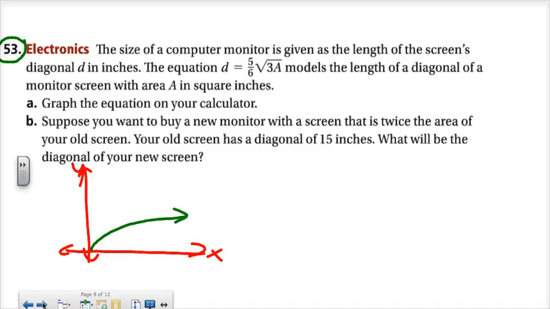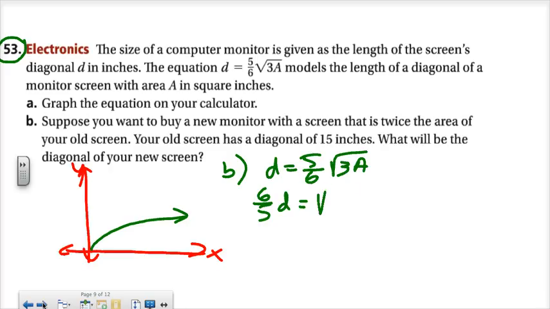And B says, suppose you want to buy a new monitor with a screen that's twice the area of your old screen, and your old screen has a diagonal of 15 inches. What will be the diagonal of your new screen? Well, the first thing that you would want to figure out is what's the current area of your screen. So I guess I'm old school, but I would go ahead and solve this for A. I would actually write that inverse operation by multiplying both sides by 6/5, then squaring both sides, and dividing by 3.